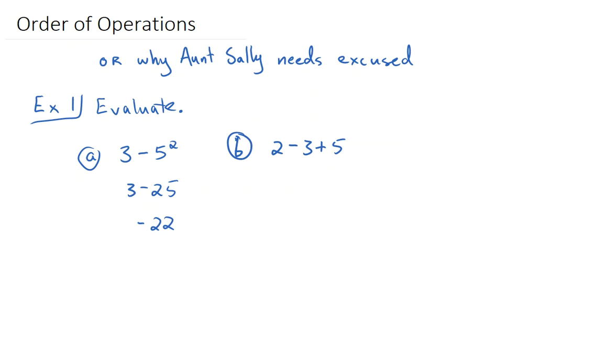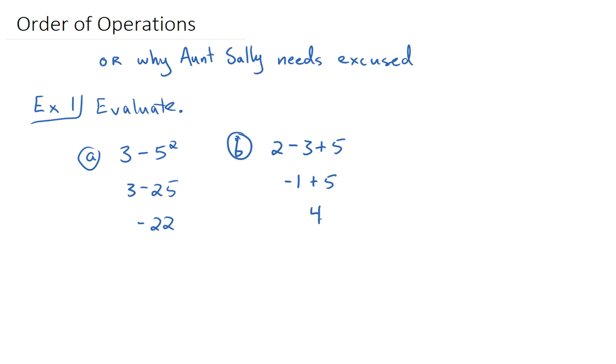Let's do another one. So we have 2 minus 3 plus 5. Now, subtraction and addition are in the same level in the hierarchy, so this is where we're just going to work this left to right. So we would do the 2 minus 3 first, and then add 5. 2 minus 3 is a negative 1. Just bring down the plus 5. And then the negative 1 plus 5 would be a positive 4.